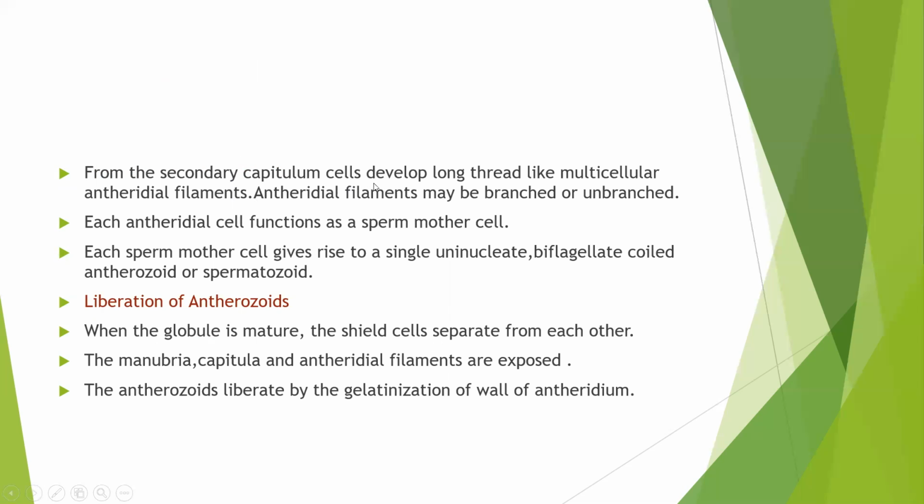From the secondary capitulum cells develop long thread-like multicellular antheridial filaments, and antheridial filaments may be branched or unbranched, and each antheridial cell functions as a sperm mother cell. Each sperm mother cell gives rise to a single uninucleate biflagellate coiled antherozoid or spermatozoid.